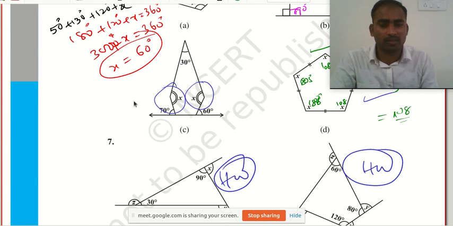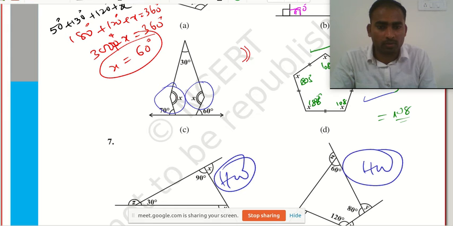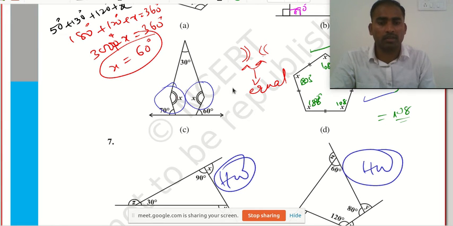How can we solve this? Just think over it. What is the meaning of this curved line? It means these two are equal. These two are equal. So, how can we solve this one?